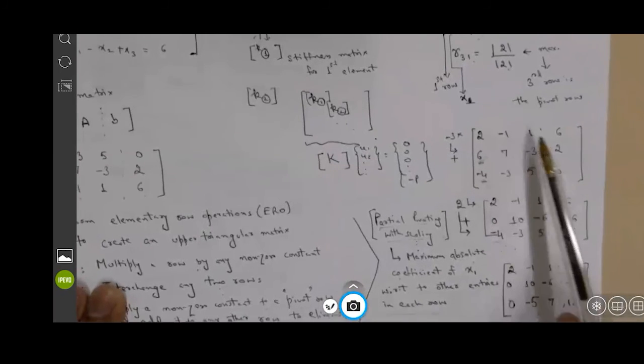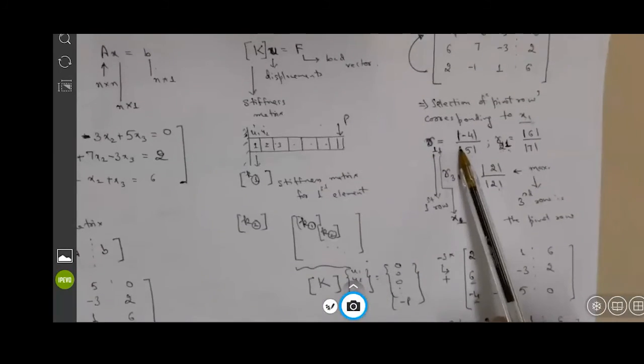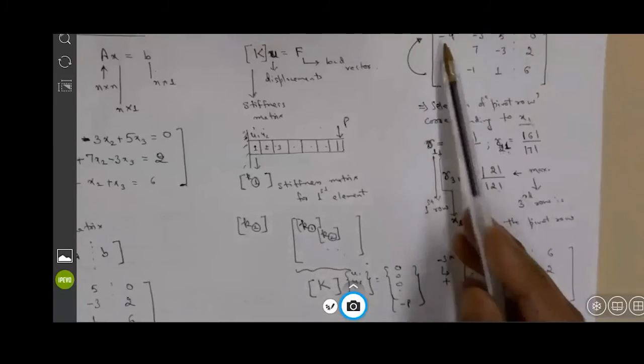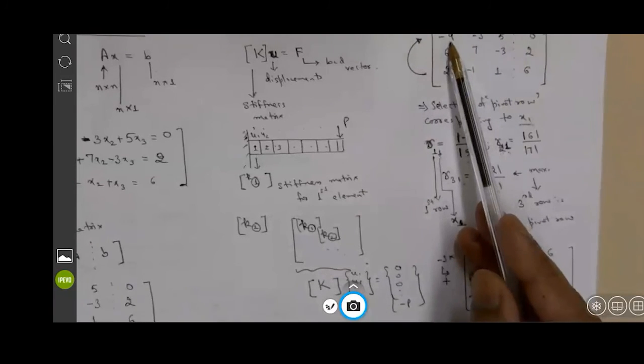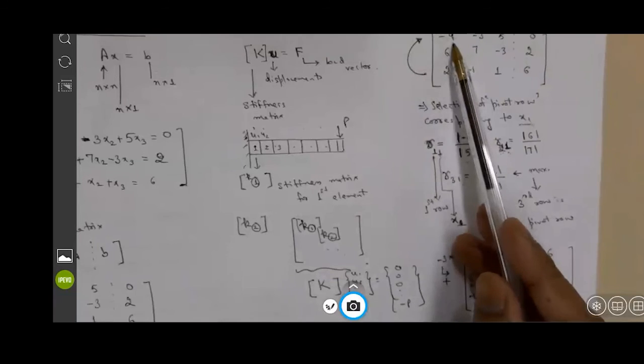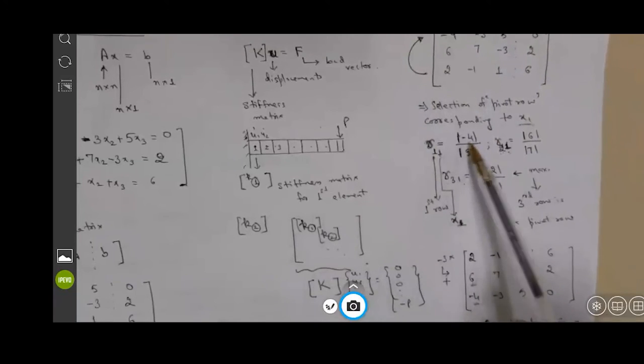And the selection of the pivot row is, as I mentioned, how do you find it? You find the absolute value, and then you take the ratio using the coefficient of x1. So, negative 4 divided by 5, absolute values.